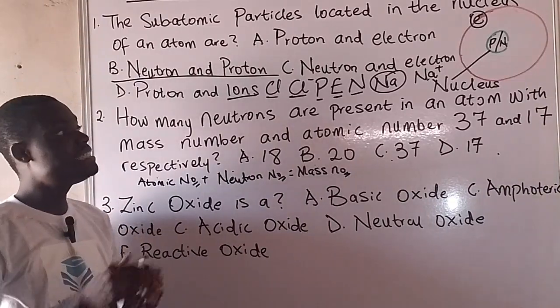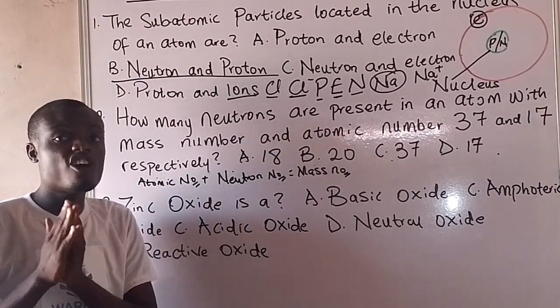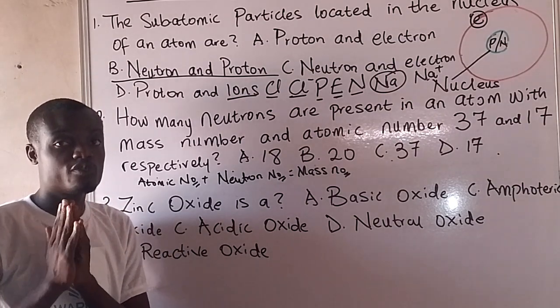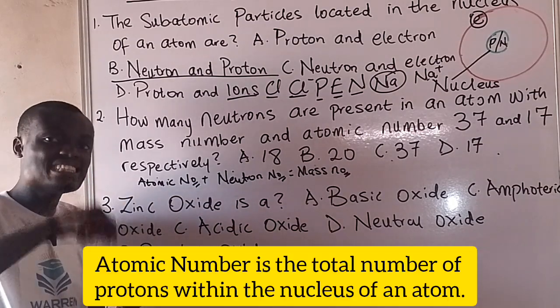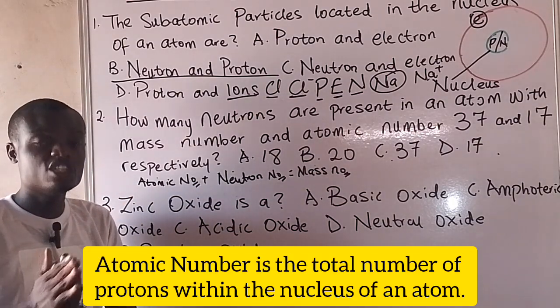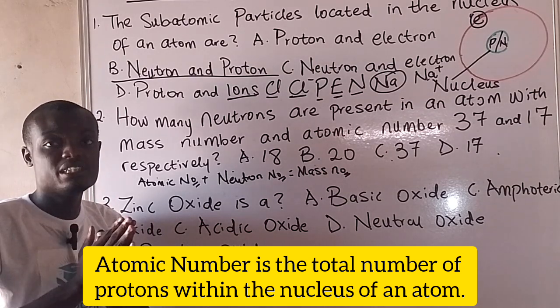So we know that this mass number is made up of the total number of protons and neutrons present in the nucleus of an atom. So that means that your proton number, which is the same thing as the atomic number, because if an element has 2 protons, it also means that the atomic number of that particular atom or that element is 2.